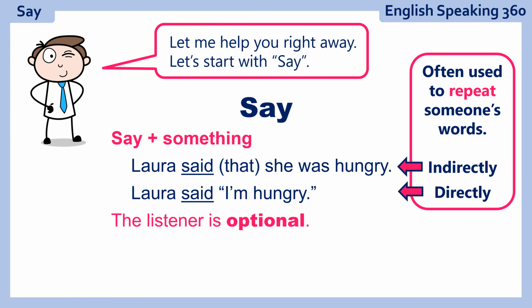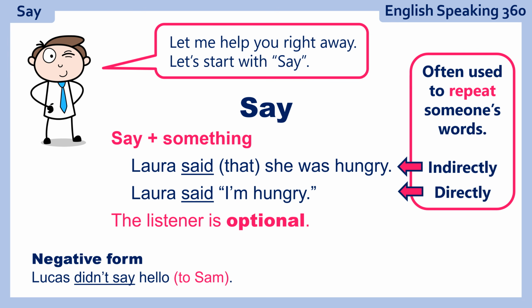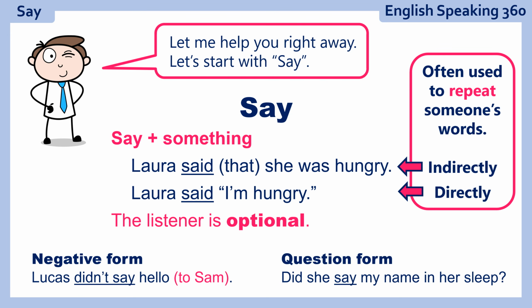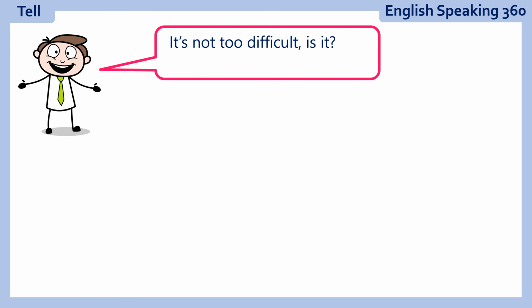This is important. There is no listener, usually, but you could have a listener. Just like in the negative form example right here, you could say, Lucas didn't say hello. That's good enough. Or you could say, Lucas didn't say hello to Sam. In this case, there is a listener. The question form, did she say my name in her sleep? Okay, not too difficult, is it?